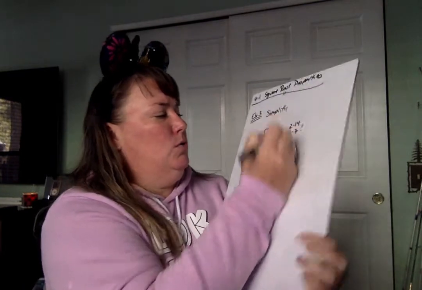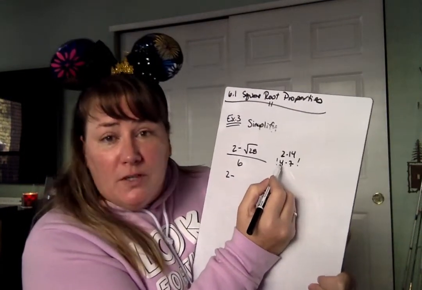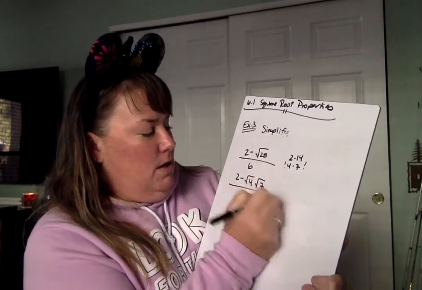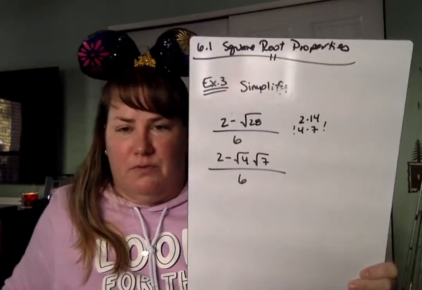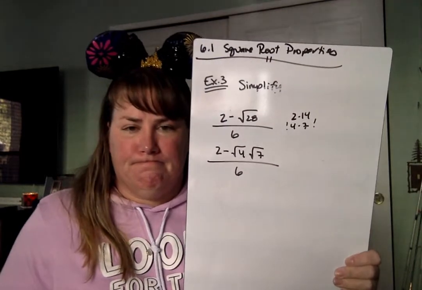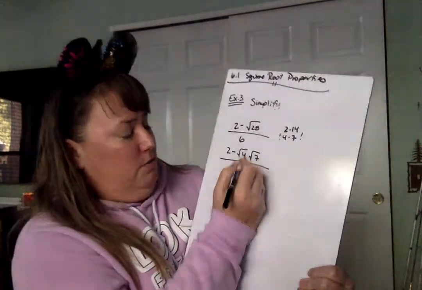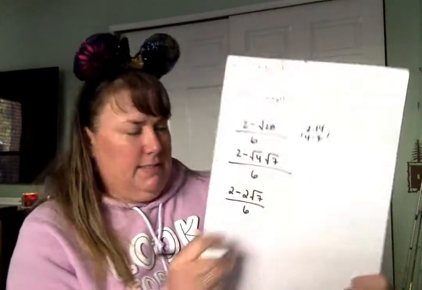Right here. Woohoo! So we have 2 minus. We're going to put the square root of the perfect factor first. So square root of 4 times the square root of 7 over 6. Remember, square root 7 is already simplified because it is a prime factor. Here we go. Let's simplify. 2 minus square root of 4, which is 2, times the square root of 7 over 6.